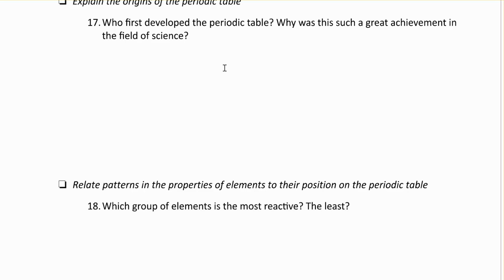So it was a great achievement because we really understood the way the atom must work too. Matter itself follows an organized pattern, which made it so we could interpret that pattern. We could see that pattern. We could start to make predictions from that. So it was a really big achievement in the field of science.